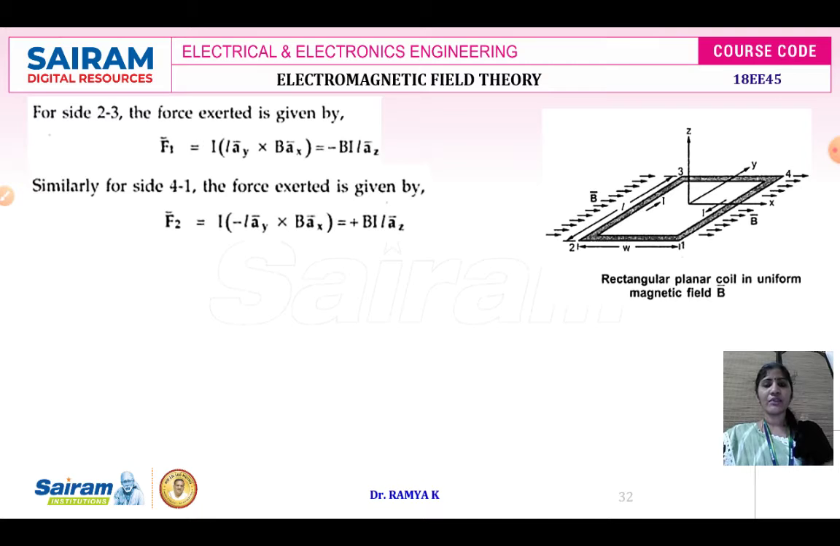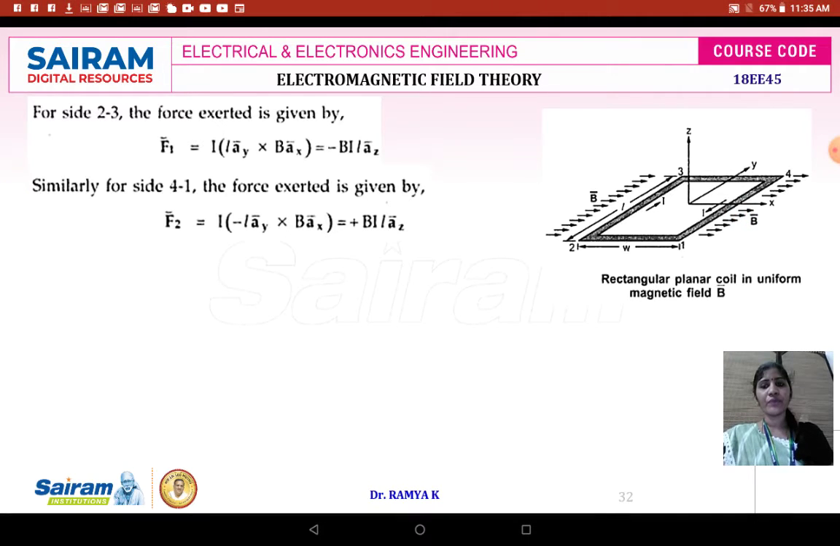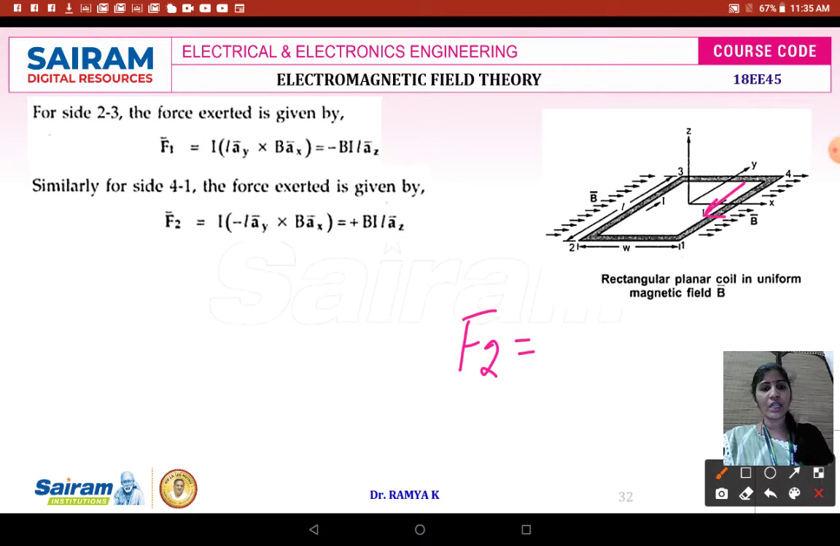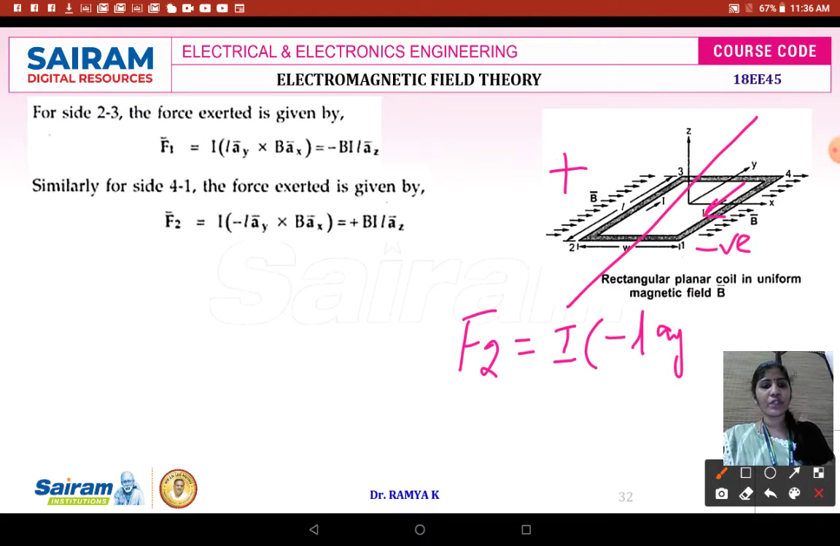Here I is the common current, so F1 is I, L in the direction of AY, cross product with B in the AX direction. Similarly, the force exerted from side 4 to 1 is F2. The current flowing in this direction is I and the length is opposite. Considering this as a centroid, this side is on the positive side and that side is on the negative side. So it will be minus L in the direction of AY, cross product with the magnetic flux density B in the x-axis direction.